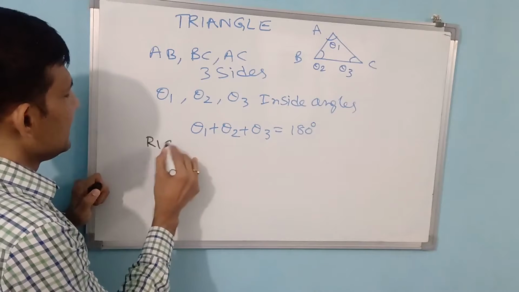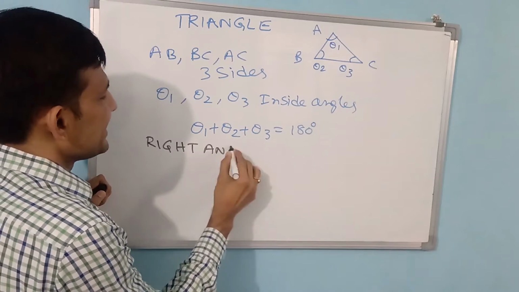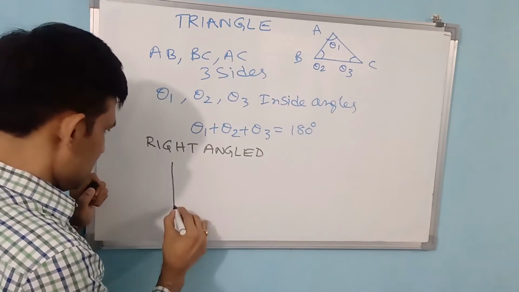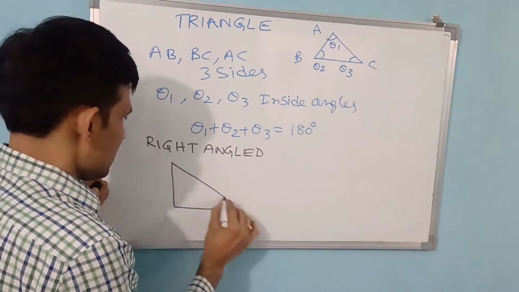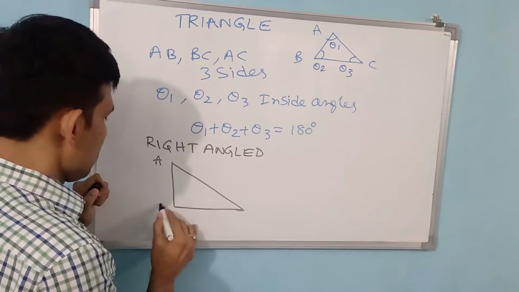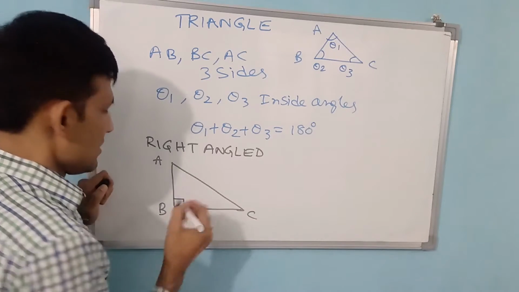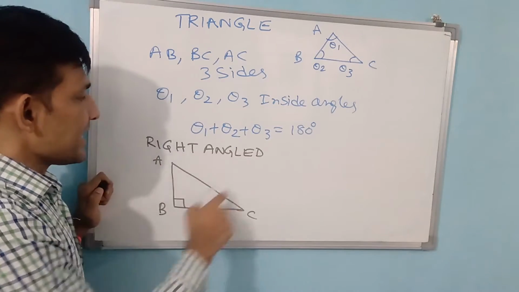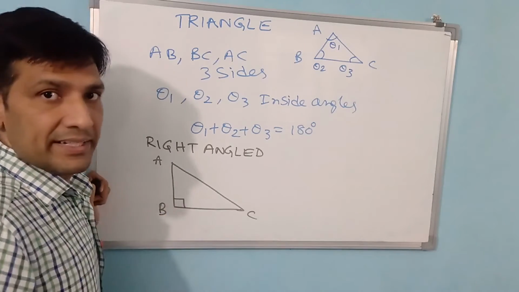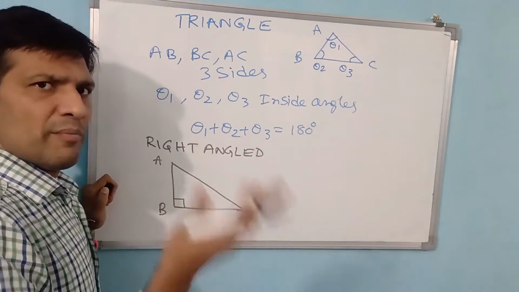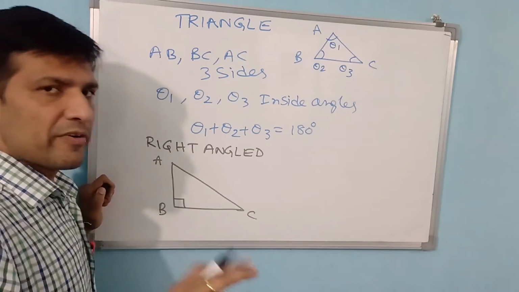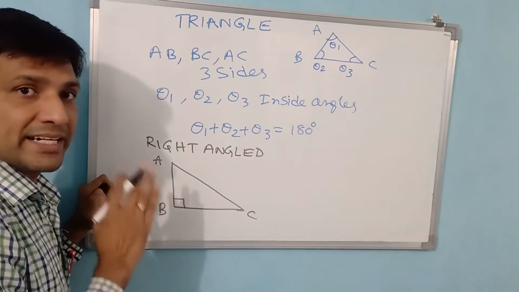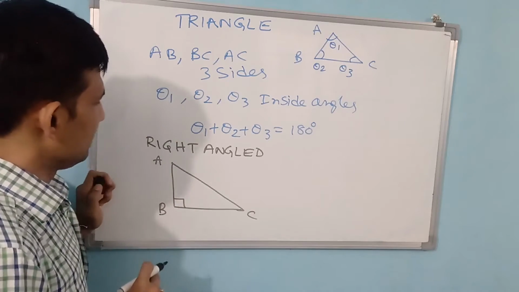Right angled triangle. A, B, C. This symbol I have already told you. This symbol means 90 degree, right angle. In a right angled triangle, one angle will be 90 degrees. Okay, the remaining two may be 30, 60, or 45, 45, whatever it may be. But one angle should be 90 degrees. Then that triangle is going to be called a right angled triangle. Okay.